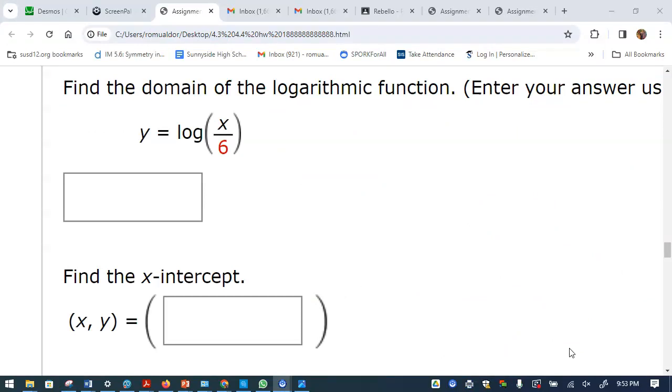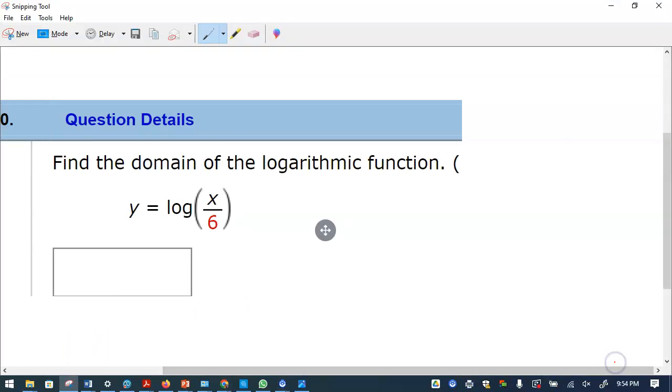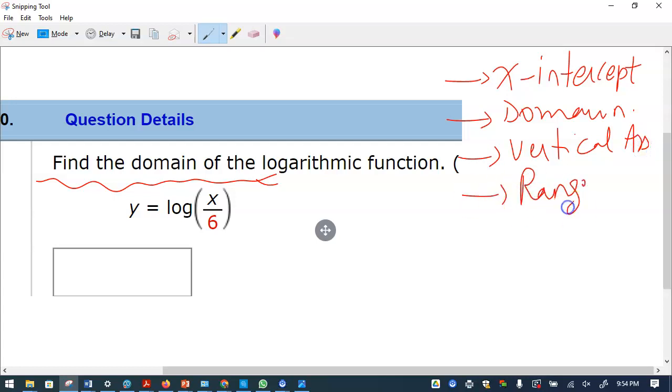Now in this question, question number 10, it says find the domain, and not only the domain, they're also asking you more questions. Let's say you need to know everything: what is the x-intercept? So this is the first question. What is the domain, maybe? And then also, what is the vertical asymptote? These are the main things. And you also have to know what the range is. And then the graph, and the sketch. So these are the main things you need to know.